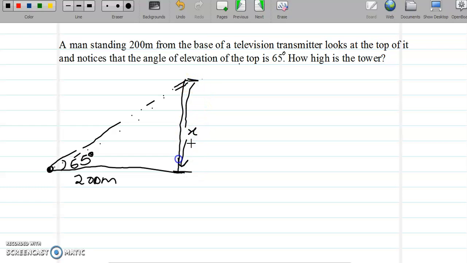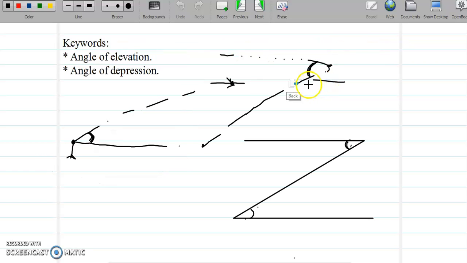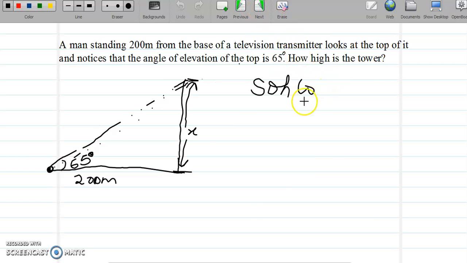See that? So in this case, for me to look for the height, and remember, for us to solve any trigonometric ratio, we always remember what we call the SOHCAHTOA. Here is opposite over hypotenuse, which is sine, adjacent over hypotenuse, which is cosine, opposite over adjacent, which is what? Tan.